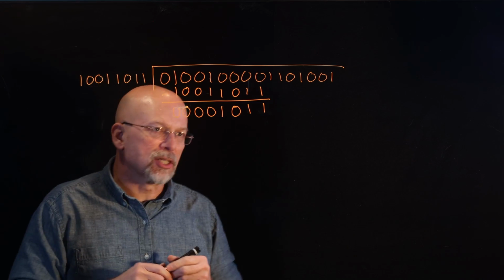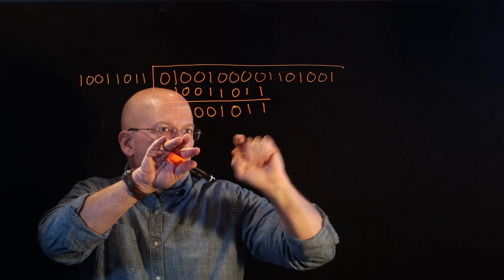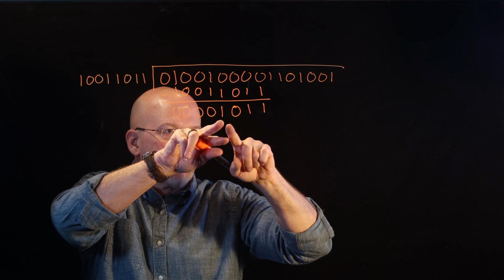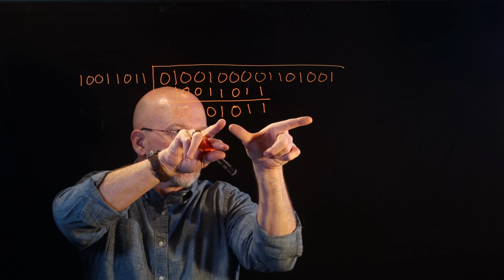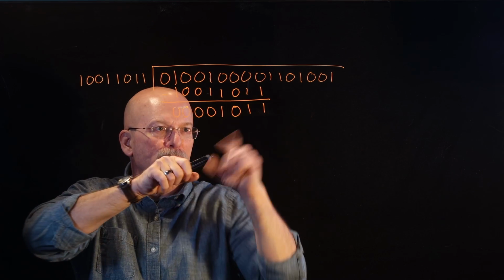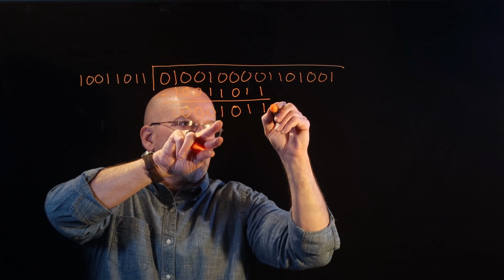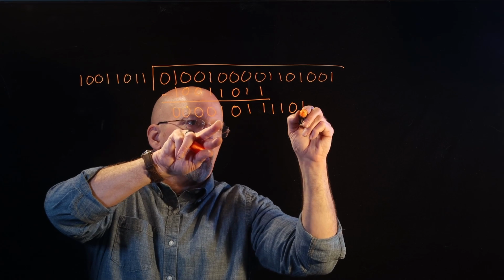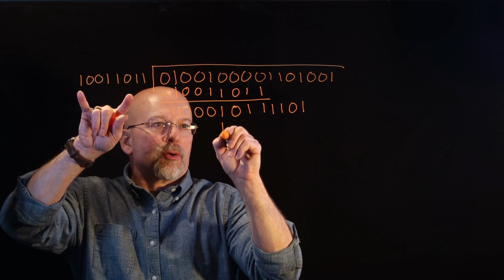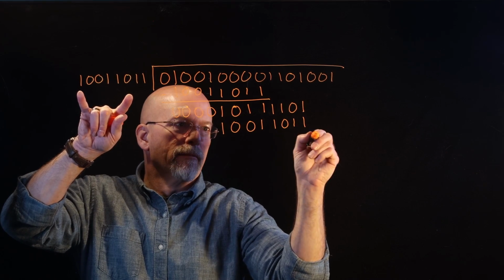So let's keep doing this division. I need to pull down enough bits from here so that I've got a 1 in the most significant bit of the value from the dividend that I'm subtracting the divisor from. That requires 4 bits. So I pull down 4 more bits, 1, 1, 0, 1. I take my divisor, 1, 0, 0, 1, 1, 0, 1, 1.